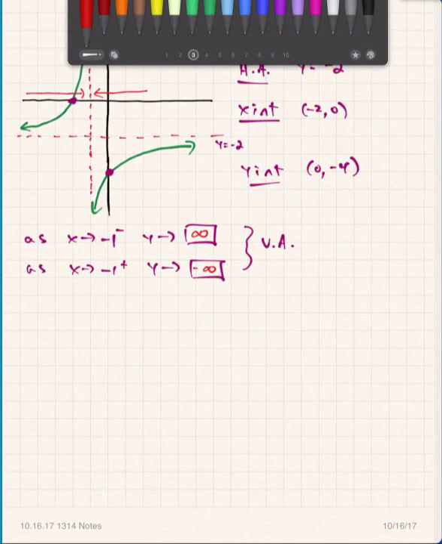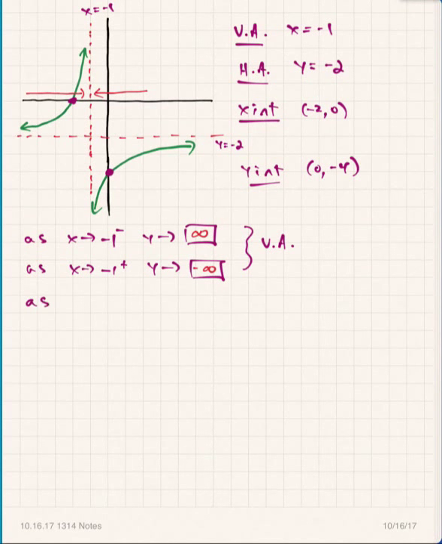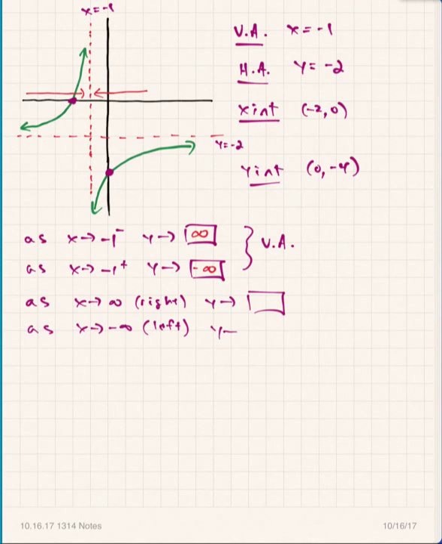And then for the horizontal asymptote, I'd say, as x goes to infinity, that means we're going off to the right. And as x goes to -infinity, that means we're going off to the left. This is like the end behavior of the graph, and I'd be asking you to fill in the blanks here. What is y doing as you're going infinitely far to the right and infinitely far to the left? In both cases, the graph is coming up towards its horizontal asymptote. And for a rational function, that would in fact always be the case.